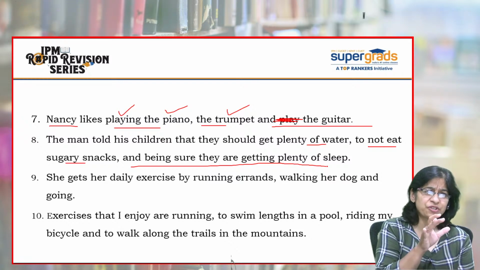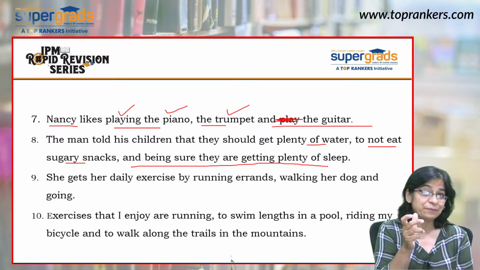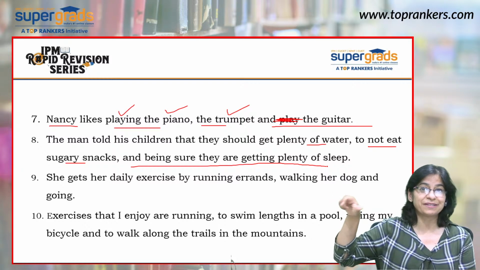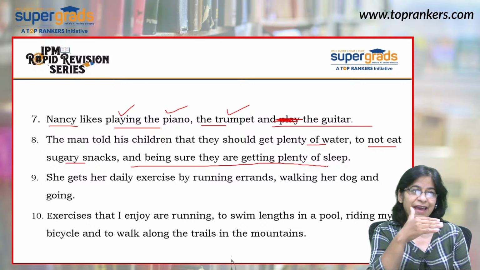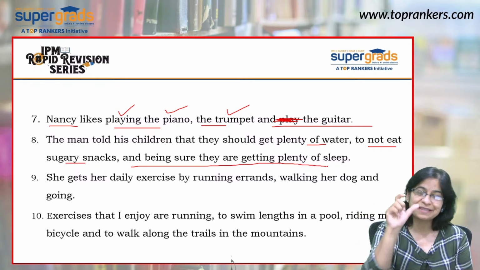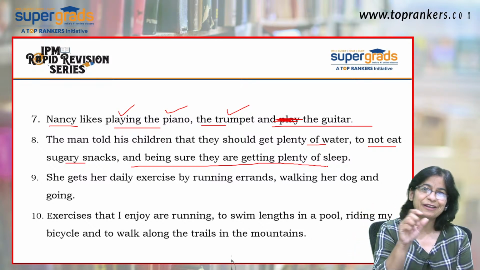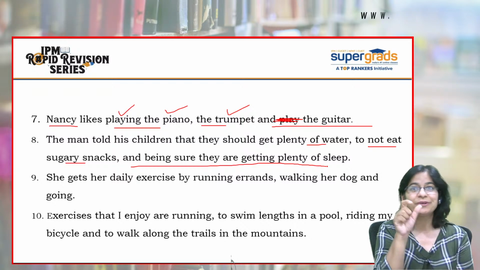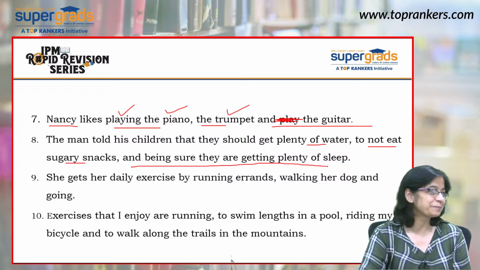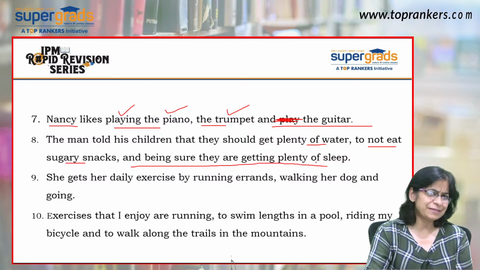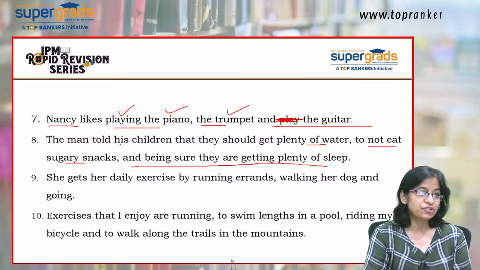So, the man told his children, what all did he tell them? That is the part that's getting repeated. He told them plenty of water, no sugary snacks, and getting plenty of sleep. These are the three things that he told his children, right? Now, see where the problem is. What structure do you think should be followed to make the sentence parallel? Well, let's do it together. He told his children.